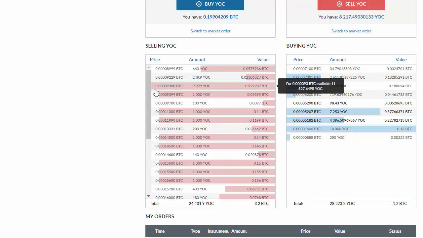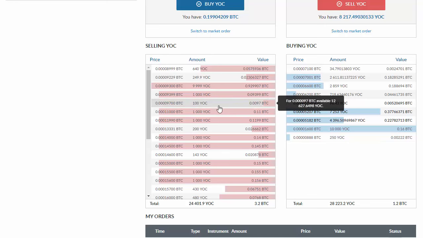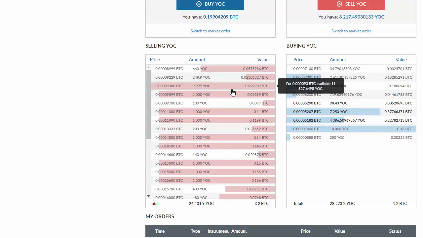And the color of the chart here shows how big the trade is relative to others. So we've got a 100 yocoin sale here, which is quite small on the red graph. And we've got a 9,999, so that goes right the way to the side. I think 10,000 might be the limit at any one particular time. At the bottom of the chart we can see how many yocoins are for sale on this exchange at Livecoin. 24,000 at the moment, and there's 28,000 people wanting to purchase yocoin.